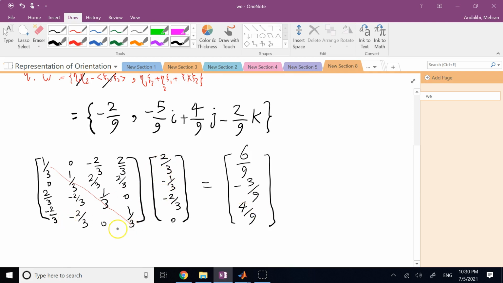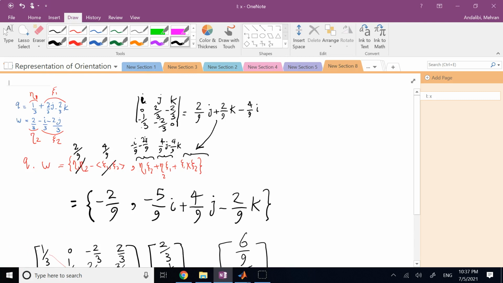And K is negative 4, positive 2, that's negative 2. Okay, so the J and the K do match. The I does not, and the constant is not. So I'm going to double check them right now.